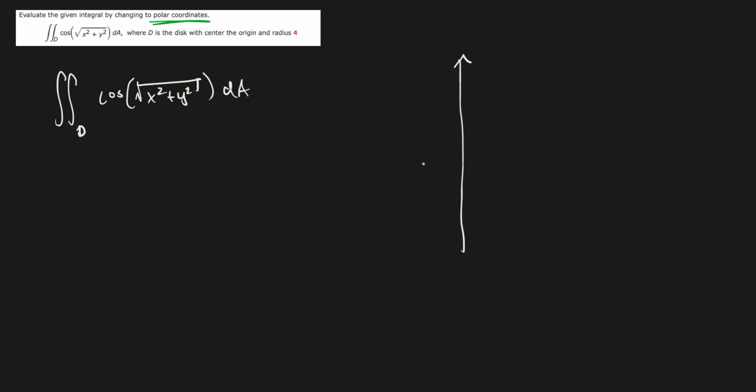When they say disk and they explain with radius and origin centered, it's basically a circle. So x, y, center is at the origin, radius of 4, and D is the disk with the center at the origin, so it's the entire circle. So it's 4, negative 4, 4, negative 4. So it's this entirety of the circle.